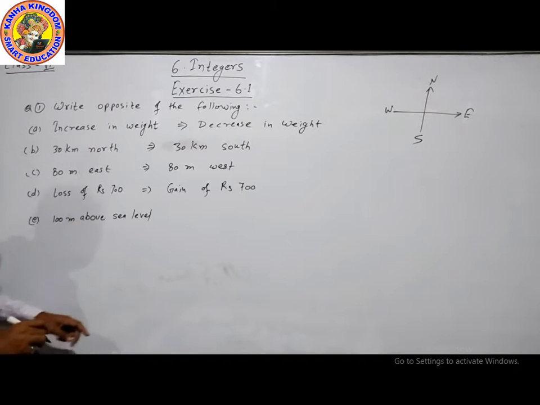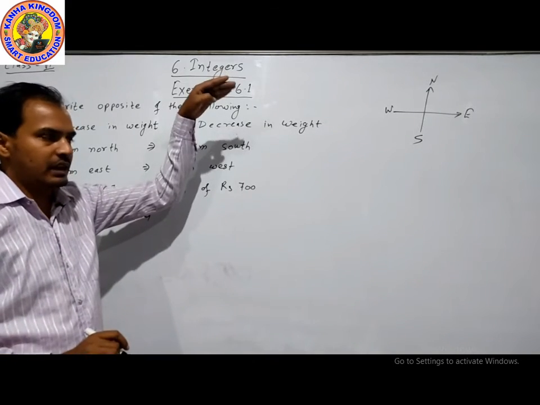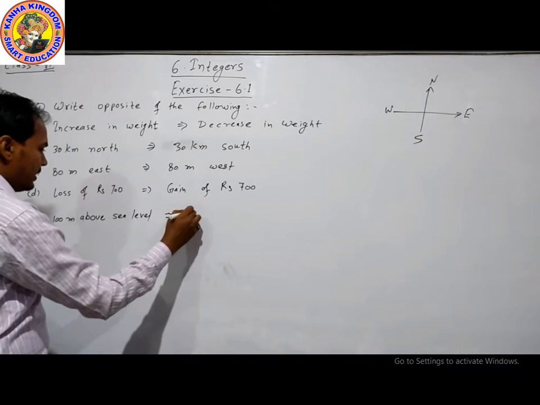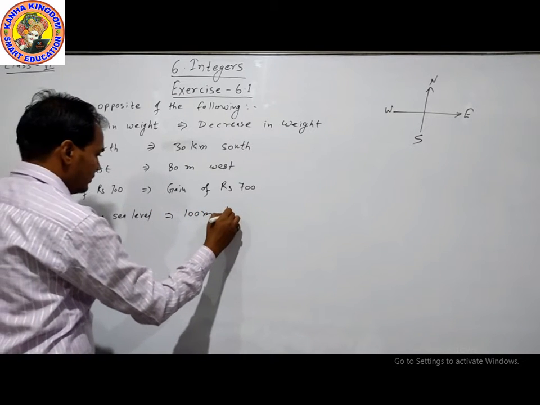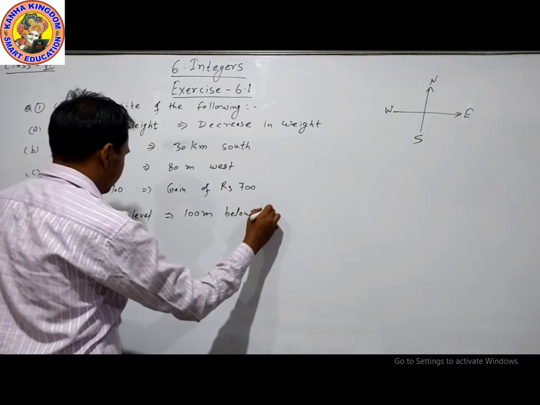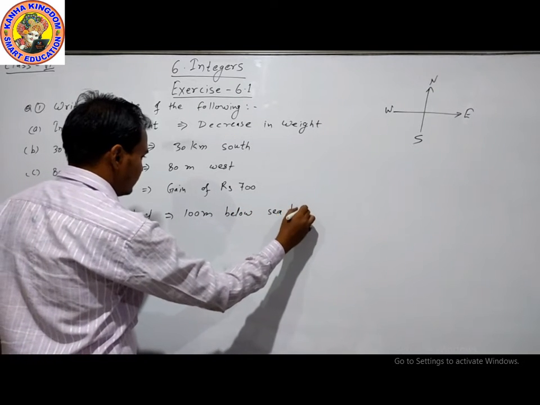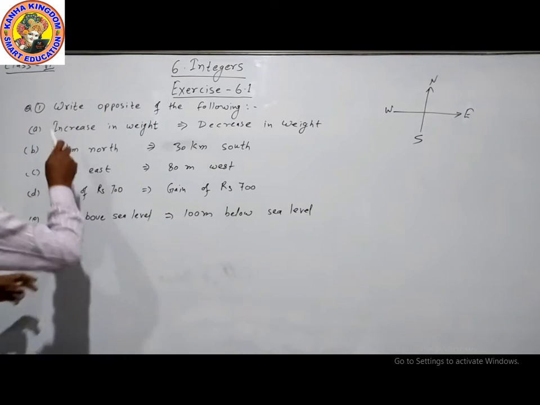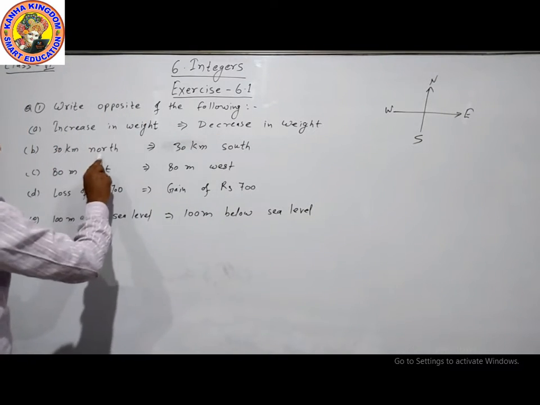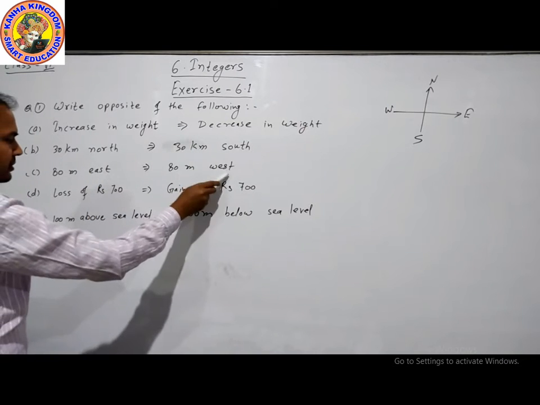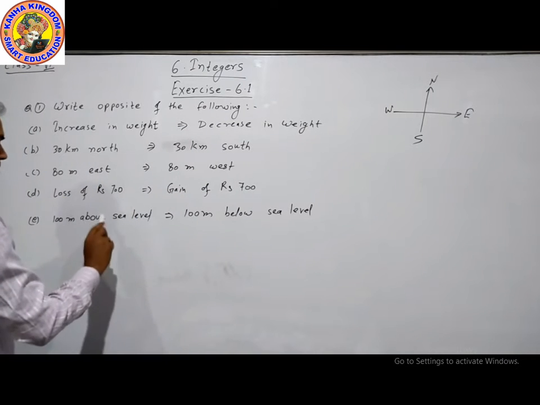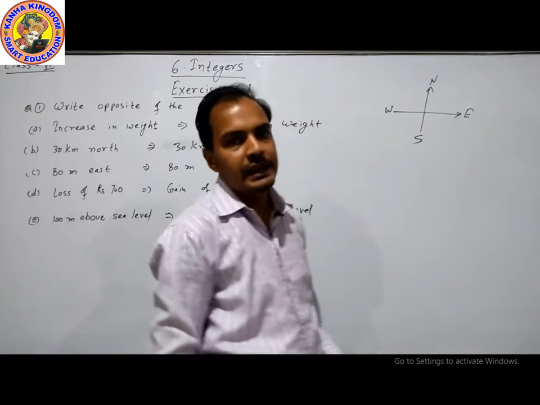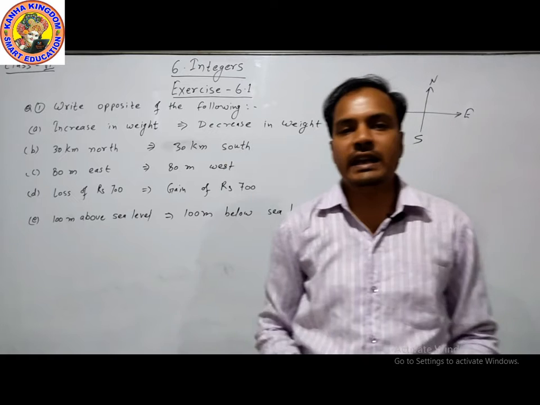100 meter above. The opposite of above is below. 100 meter below sea level. These are the opposites: increase, decrease, north, south, east, west, loss, gain, above, below. You can take a screenshot of this. We will move to our next question.